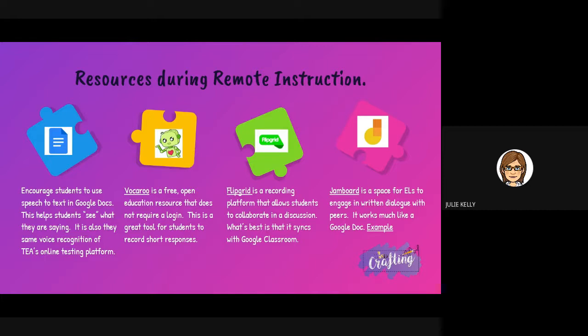You have to experience it. I just kept hearing teachers talk about Jamboard, and I'm like, okay, what is this? It's just a space. Just consider it as a space for ELs to engage in a written dialogue with peers. It works like a Google Doc, and we've included a link of an example for you to preview. It reminds me a little bit of a Padlet, in that you can put a sticky note on there, you can change the background, but it just provides that space.